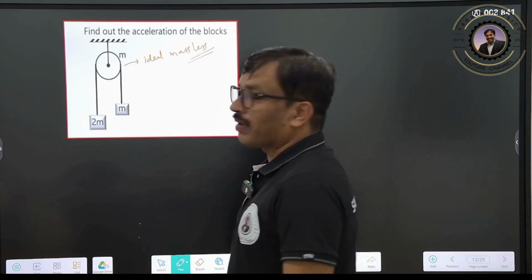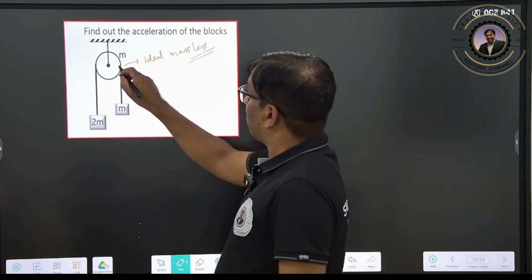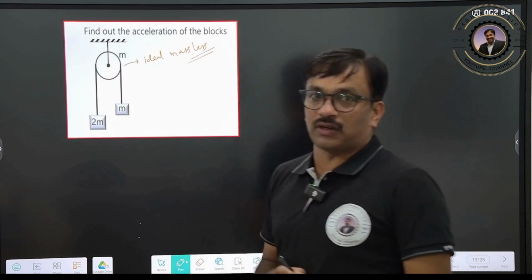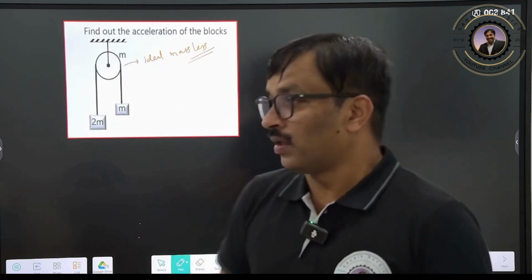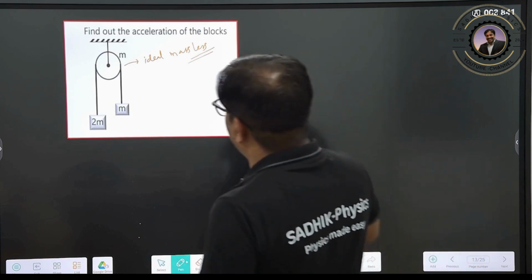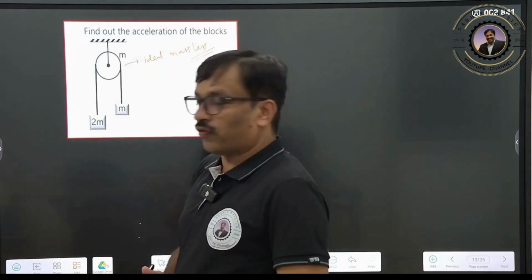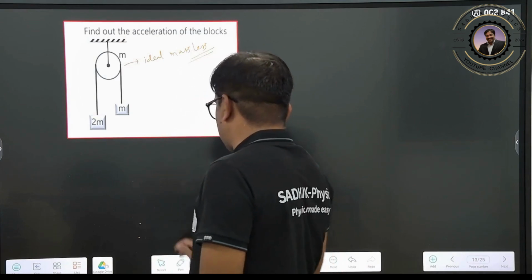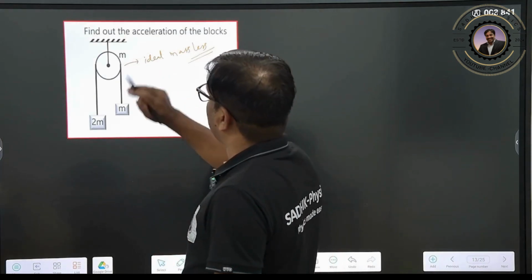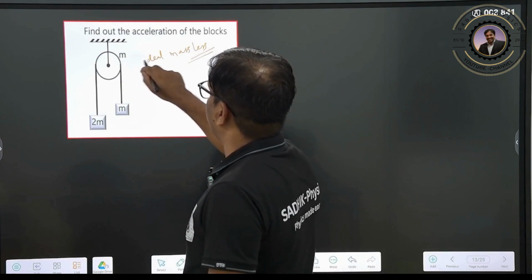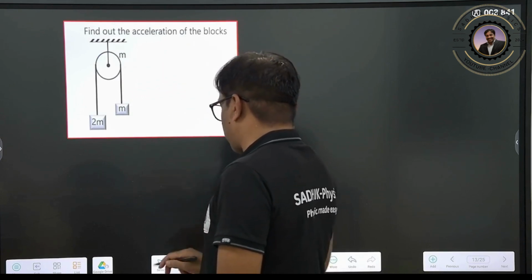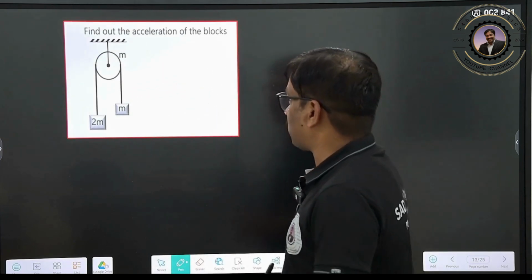But here what we are going to consider now is that the mass of this pulley is given, therefore it is not massless. Then to rotate this wheel also, a certain amount of force will be needed. So if you are including the mass of this pulley, then how to solve these problems? Let us do one simple concept now.